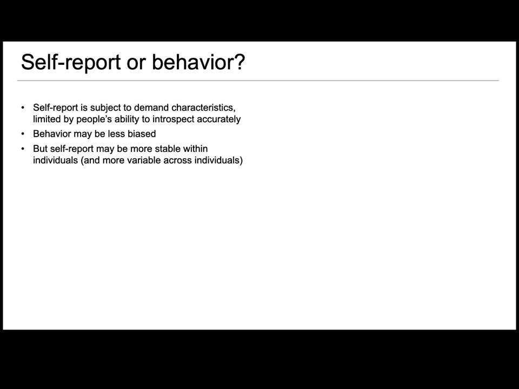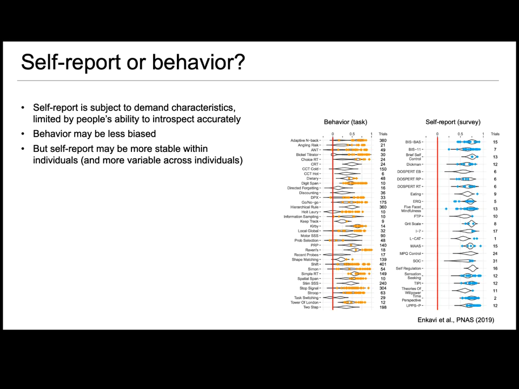An interesting recent study actually found that self-report might be more stable within individuals and more variable across individuals, which is what we want, in theory, for looking at trait-like individual differences. So this was a study of cognitive control, all these different measures, all these different ways we try to measure cognitive control, both with tasks and with surveys.